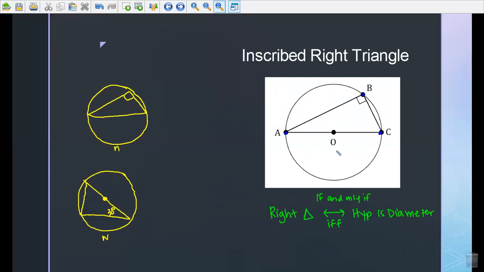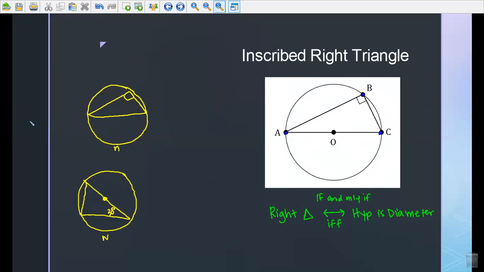If I'm told that it's a right triangle, so if I'm given the box, that means that this has to be my diameter. That's got to be the center of the circle on there. If I'm told that the hypotenuse is a diameter, so if I'm given that this is a diameter, I know that this is going to be a right angle. So it goes both ways.